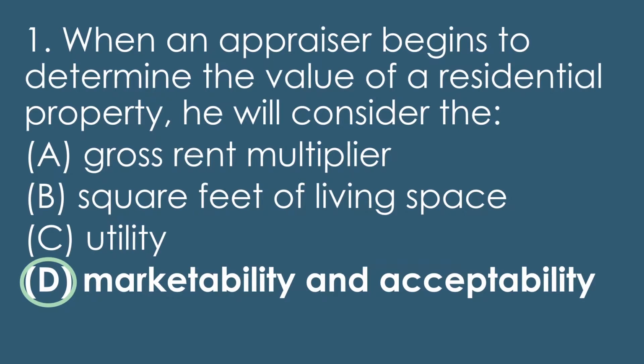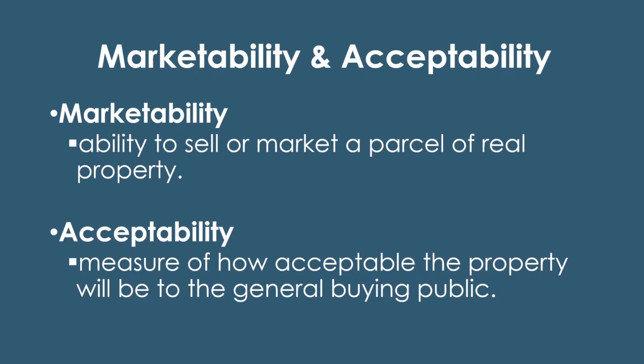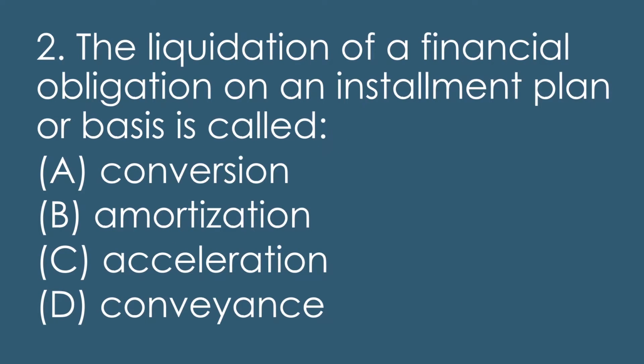And now what does this exactly mean? So we know it just says, will people like it and will they buy it? Well, marketability is the ability to sell or market a parcel of real property, and acceptability is what we measure of how acceptable the property will be to the general buying public. So can we market it to people that will want to buy it? And then will they find it acceptable, given the condition that it's in, and where it's at, and a lot of other factors. So marketability and acceptability.